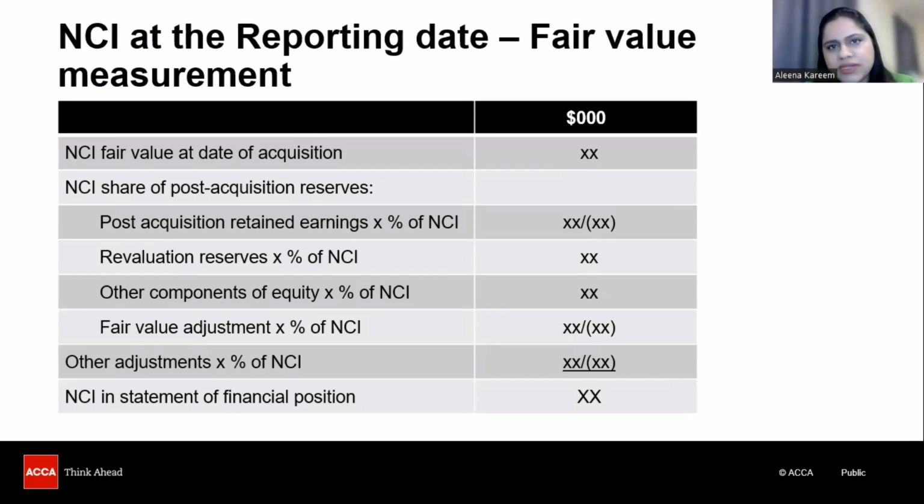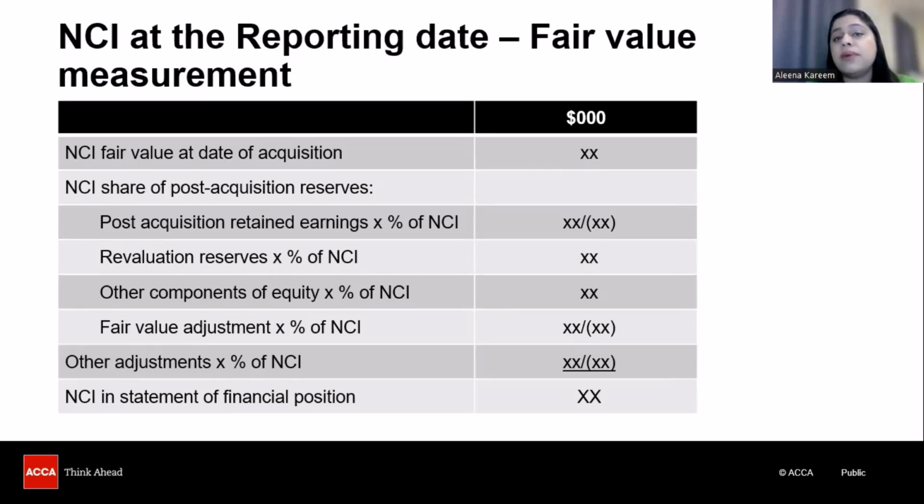I'll discuss them shortly as well. So any other adjustments which are related to NCI, on them also we apply the percentage of holding of NCI, and we take the figure, and the total final figure is the NCI in the statement of financial position. This is the final figure which is shown in the consolidated statement of financial position related to NCI.